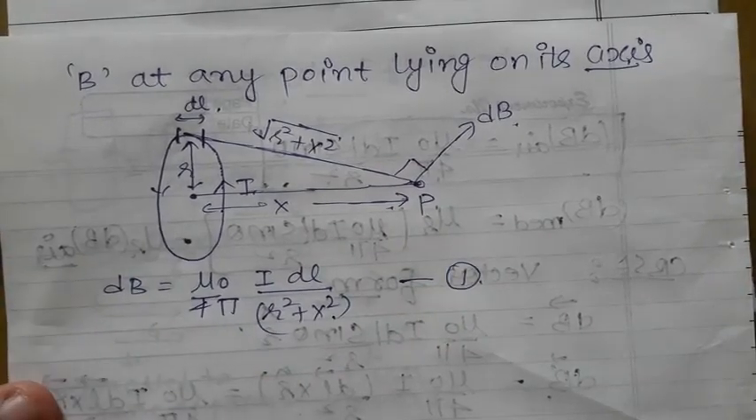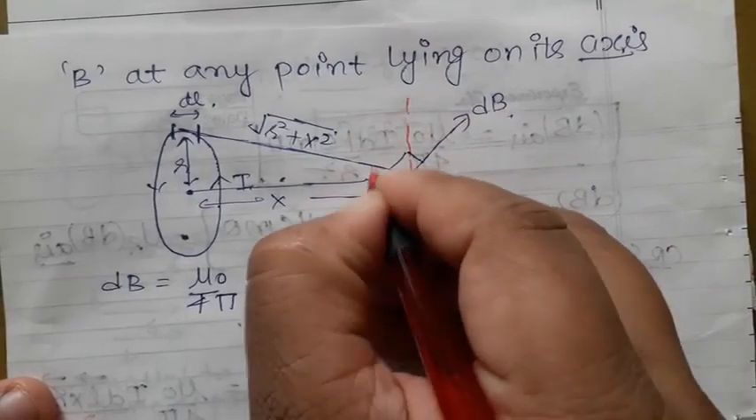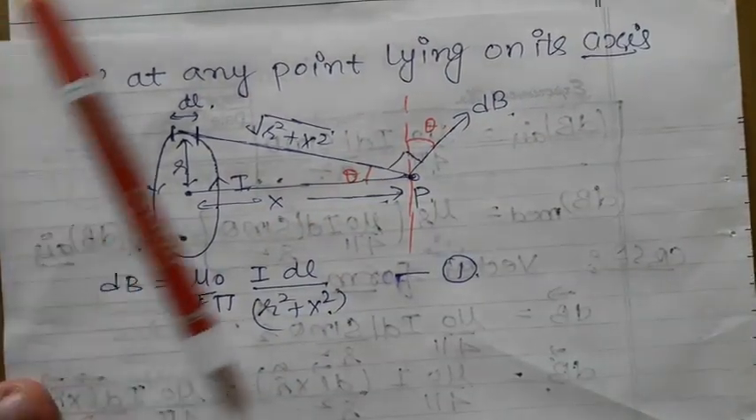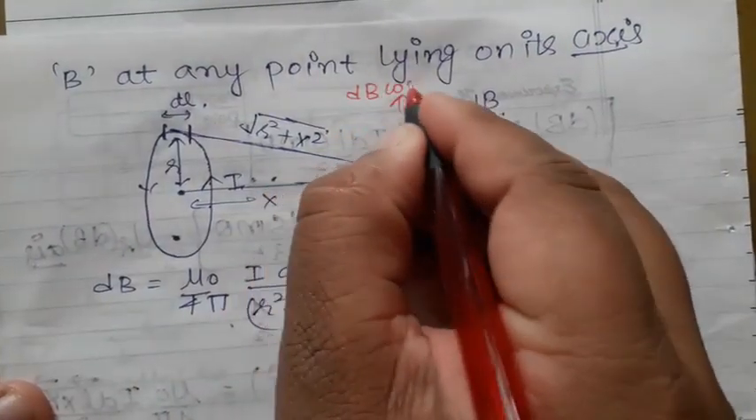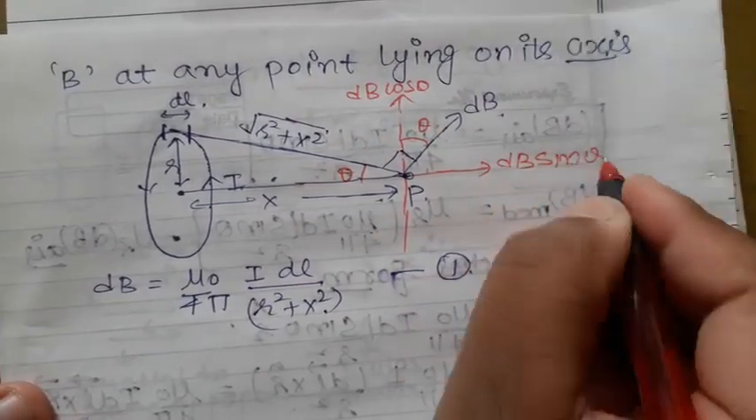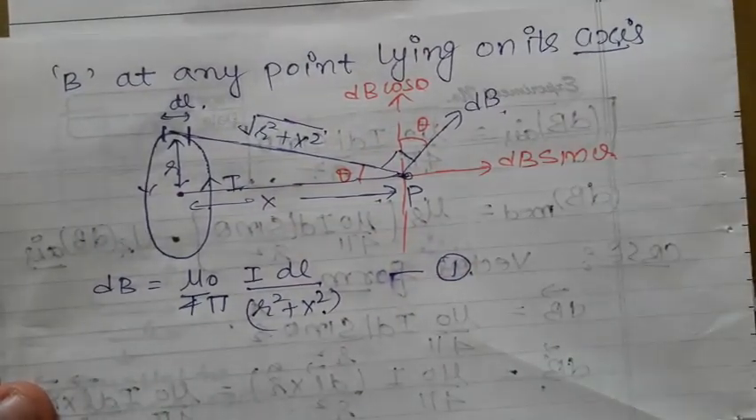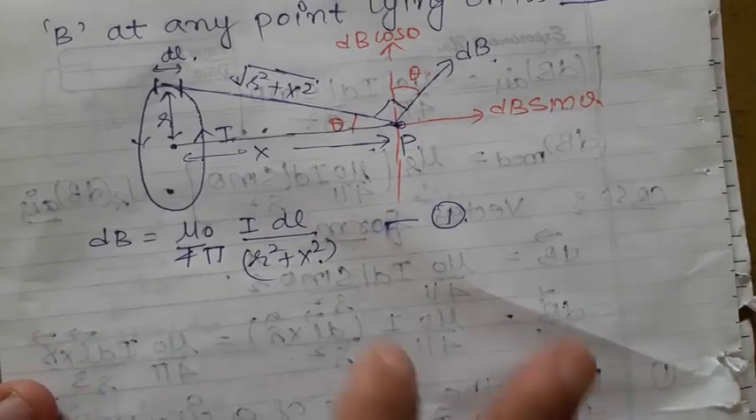Okay, let us do one thing. Draw a vertical line. And this angle theta, this is also theta. Now this dB can be resolved into two components. One is dB cos theta. Another is dB sine theta. सभी को बेटा ये पता है, we can resolve into two components. So up to this we have clear.